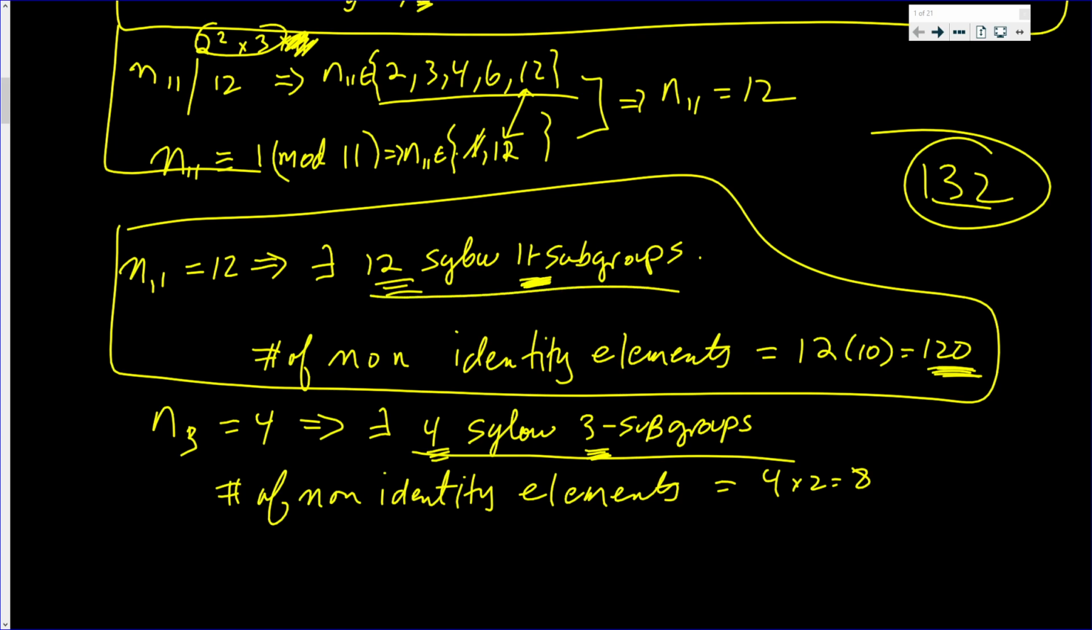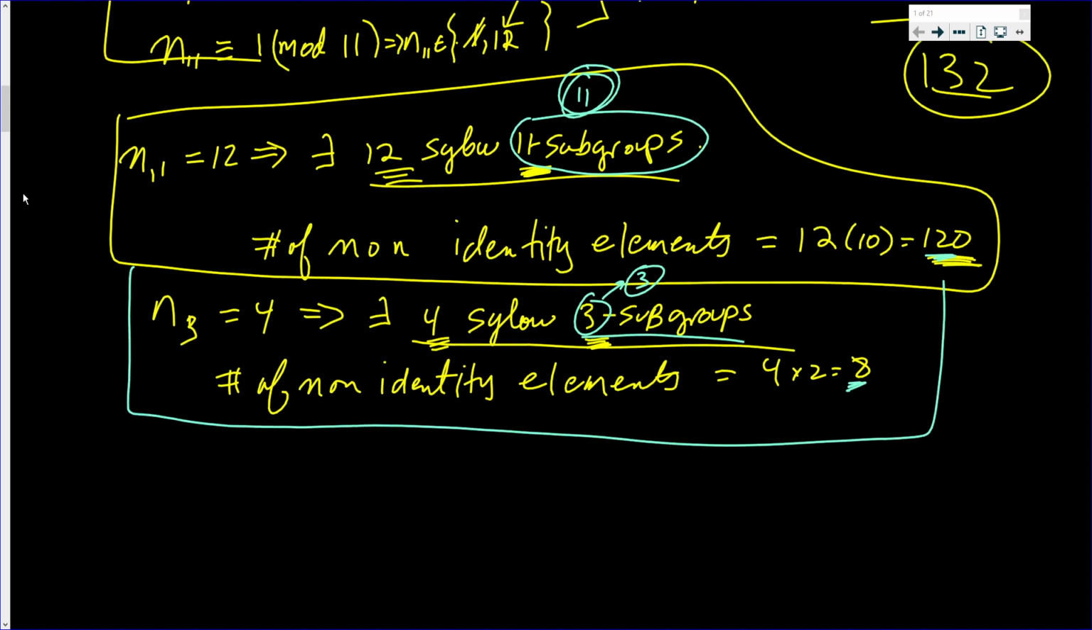So they have a total of 8 distinct elements between the 4 Sylow 3 subgroups, and if you think about it, the 12 Sylow 11 subgroups. That's because the order of these non-identity elements is 11, and the order of these are 3. That is, every non-identity element in any of these Sylow 3 subgroups, the order will be 3. Well, no element of order 3 is an element of order 11, and no element of order 11 is an element of order 3. That means these 120 and these 8 are distinct.